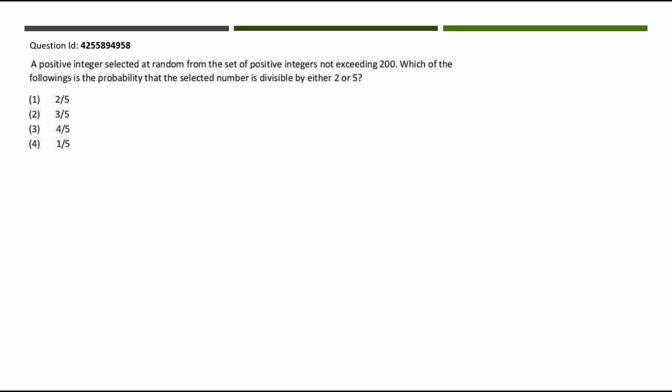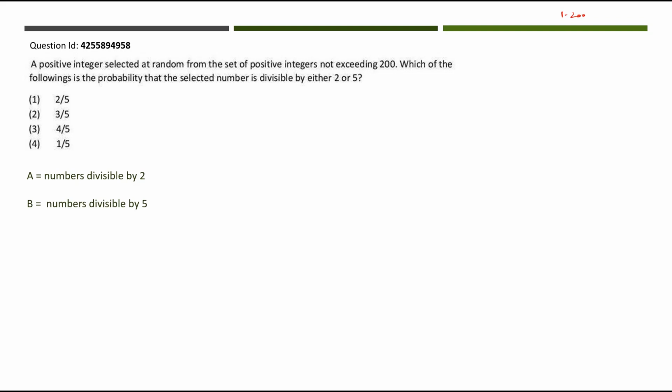Next question. A positive integer selected at random from the set of positive integers not exceeding 200. So you have to consider positive integers. This means you have to start from 1. And they say it is not exceeding 200, so the limit is going to be 200. Which of the following is the probability that the selected number is divisible by either 2 or 5? Already this question has been asked in one of the previous year question papers, but it was not exceeding 100 limit. Let's take A to be the numbers that are divisible by 2.